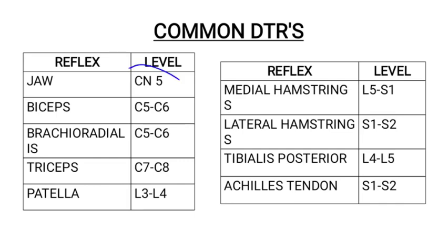First, we have our jaw jerk reflex, which is elicited by tapping the mandible, and the normal reaction would be for your mouth to close. So this is testing for integrity of cranial nerve number 5, or your trigeminal nerve. Next, you have your biceps tendon reflex. You tap on your biceps tendon, and the resultant action would be elbow flexion, and this is testing for the level of C5 to C6.